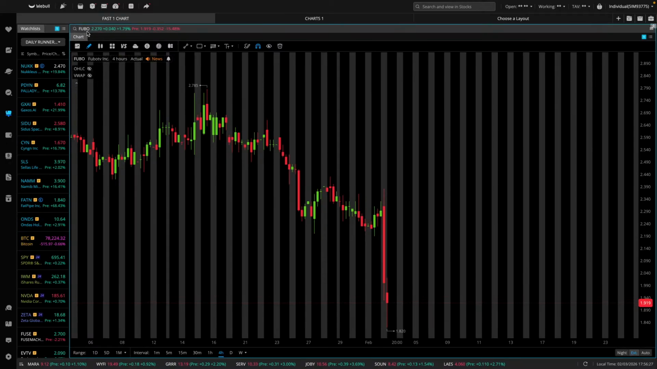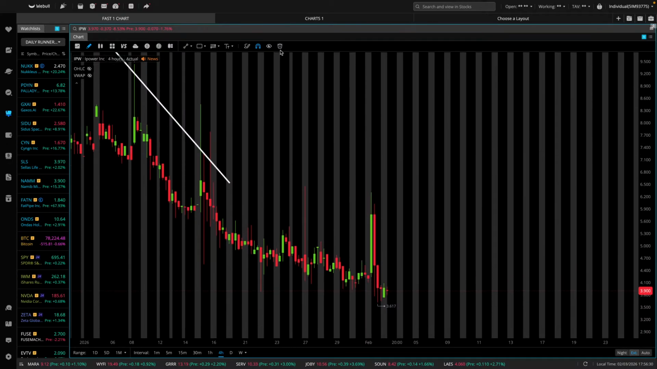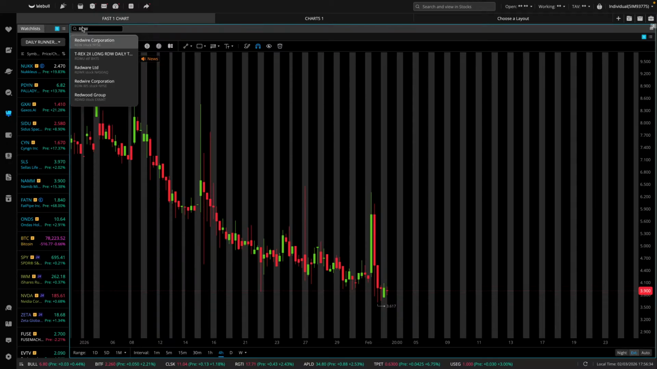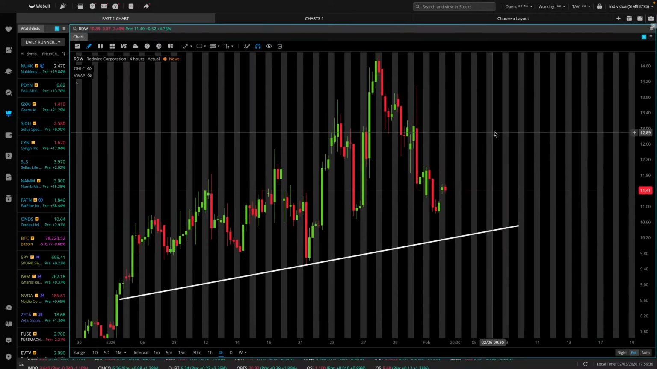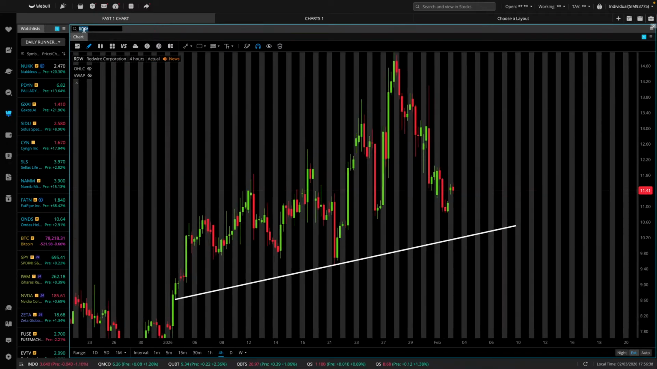IPW, what's happening with IPW? IPW, another very bearish chart. Nothing on this play. Absolutely nothing. RDW is just holding the trend line. Still in a bullish trend line.